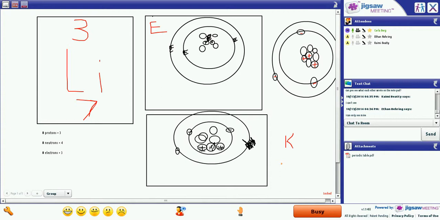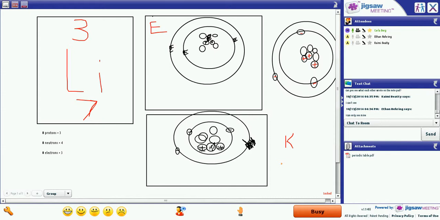Ethan, go right ahead. Do you have a question? Shouldn't there be 4 neutrons instead of 5? Because 7 minus 3 is 4. You are exactly right. I wrote 4 over here on the left, but I drew 5. Good catch. Now the trick will be if I can get only one. Perfect. That is what it should look like. Thank you very much for pointing that out to me.